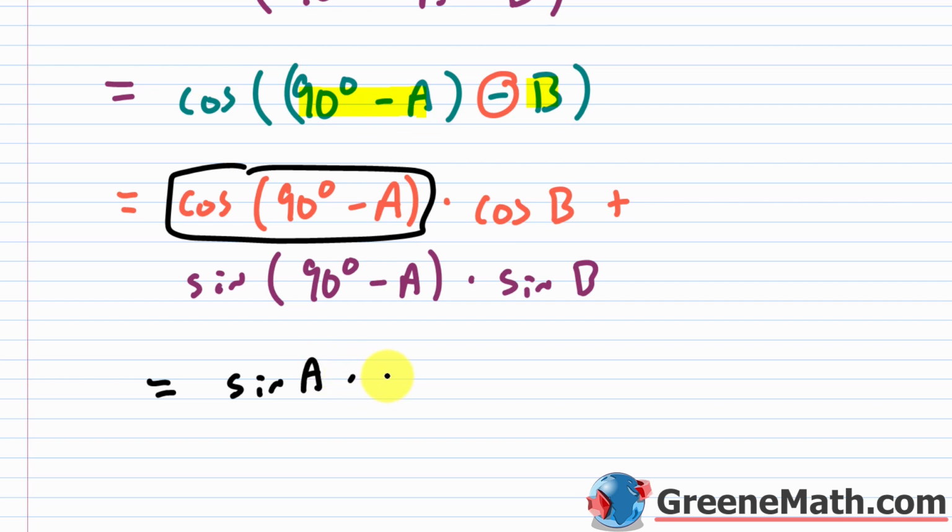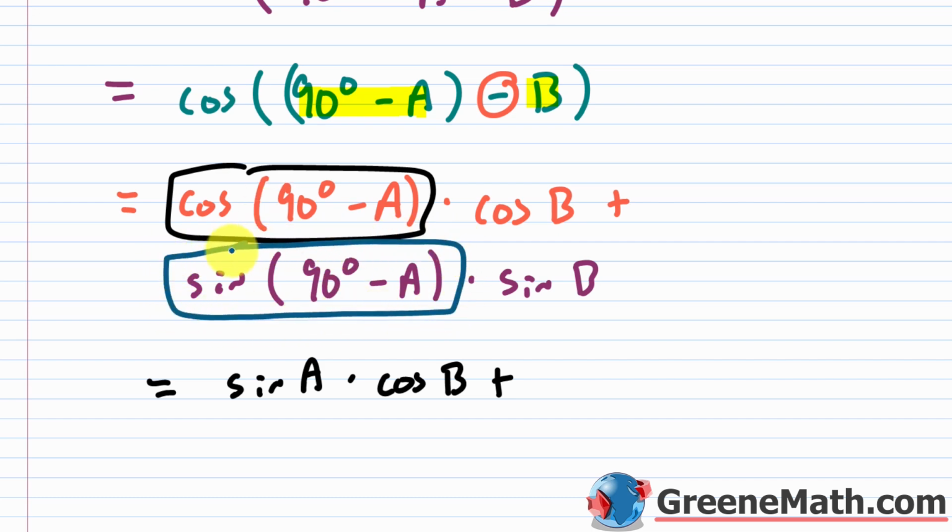Then you have times the cosine of B, and then you have plus, again, right here, if you have the sine of 90 degrees minus A, you can replace that with the cosine of A. So let's say this is the cosine of A, and then times the sine of B. So that's how we get our formula that we talked about in the lesson. Pretty easy to do overall.